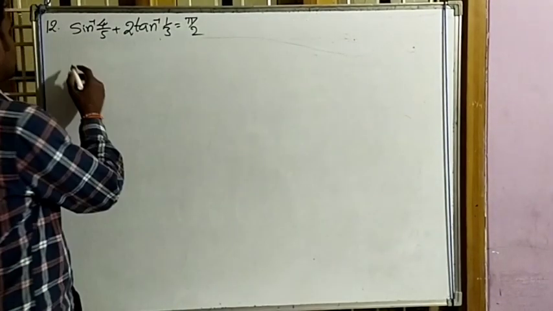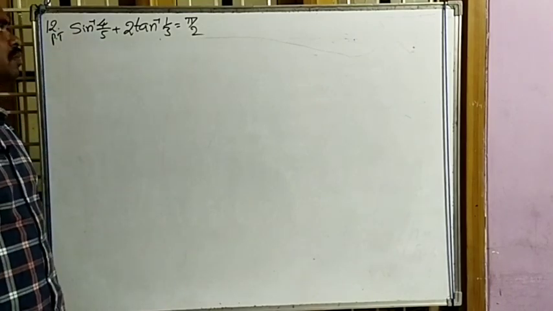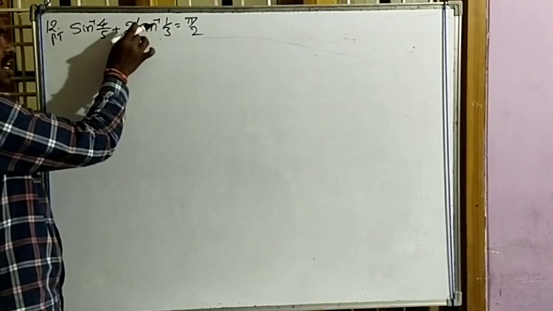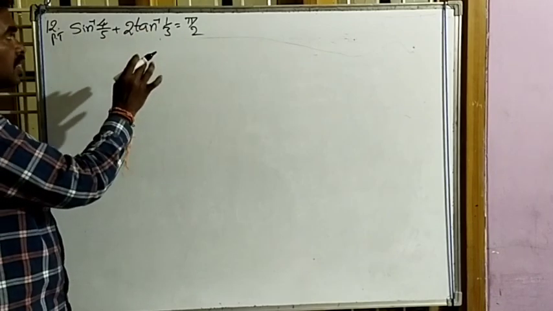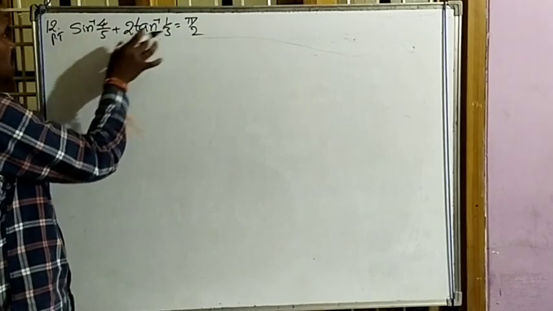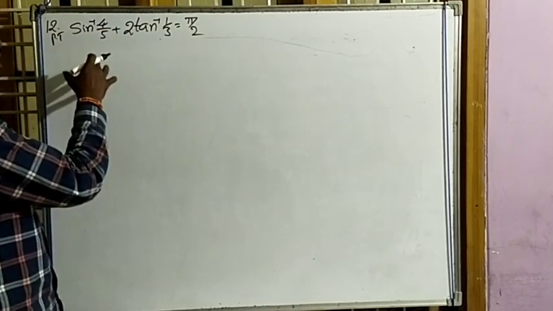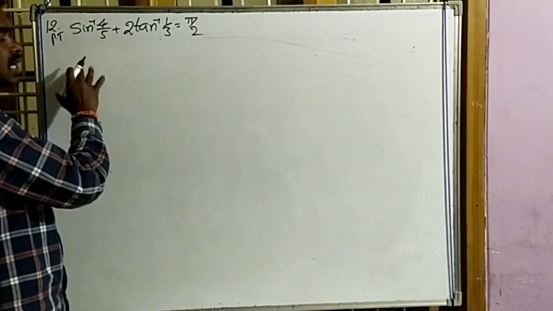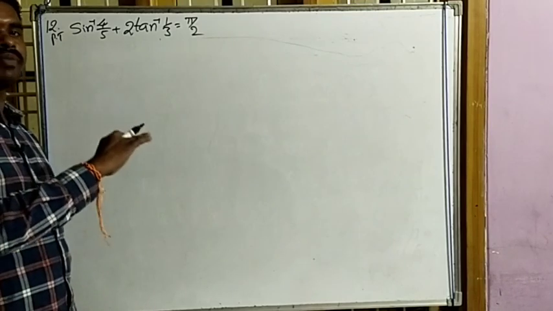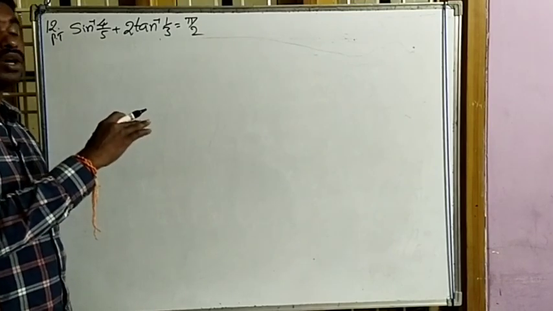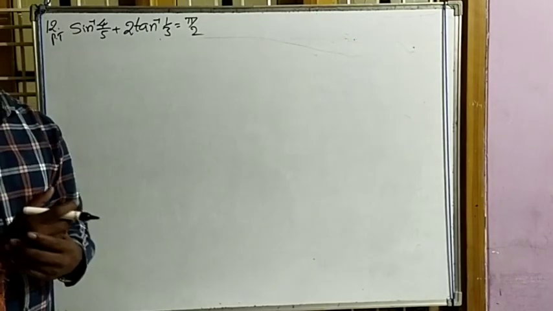Next, 12th question. Prove that sin inverse 4 by 5 plus 2 tan inverse 1 by 3 equals pi by 2. See, here 2 is there, so now we cannot apply a plus b directly. If you take this as a and this as b, it becomes a plus 2b, so it becomes lengthy. That time we should apply the tan of (a plus 2b) formula: tan a plus tan 2b by 1 minus tan a into tan 2b. So finding tan 2b again becomes lengthy.